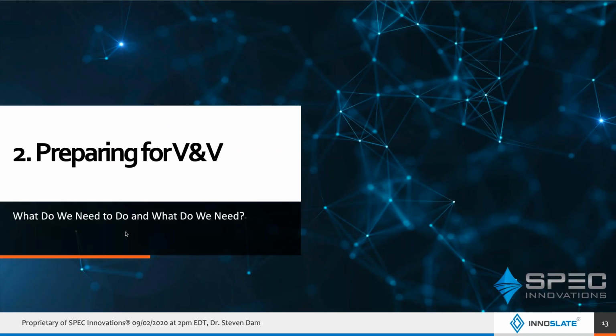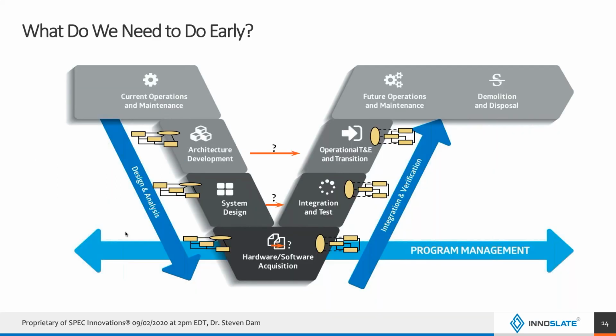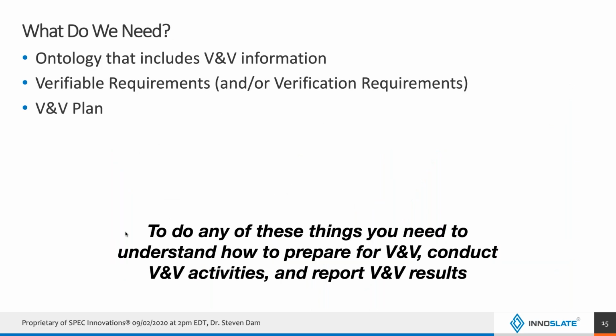Okay, so preparing for V&V. What do we need to do and how can we do it? First of all, we have to recognize that as we're doing each of these steps, that question mark is answered by the set of requirements that's coming across. That's why the V model is thought of as a key model: it reminds us that as we're coming down the V, we're creating the requirements for the things we do coming up the V. So that's why the arrows of the question marks are there. So what do we need?